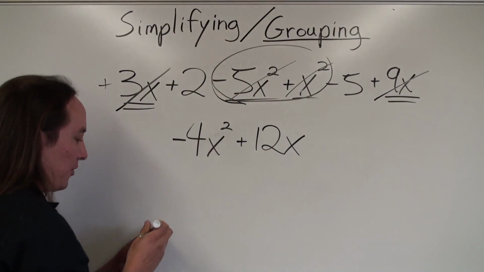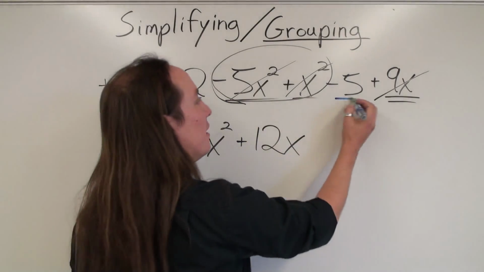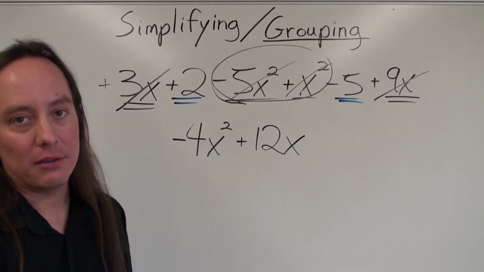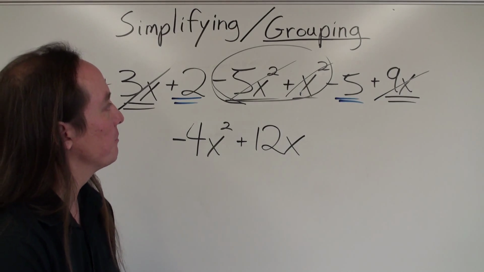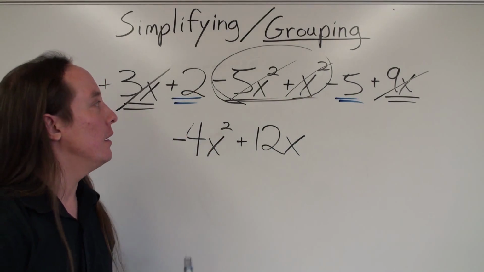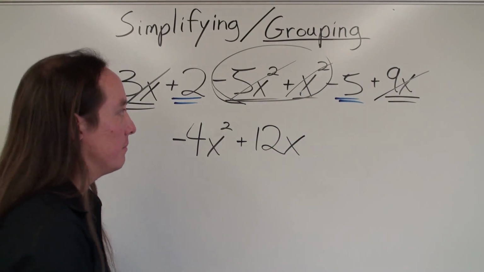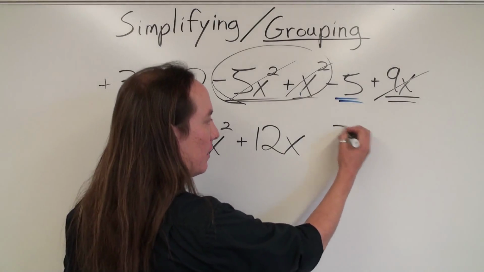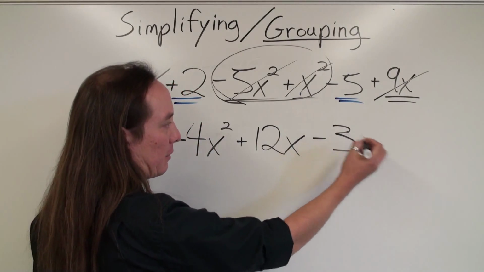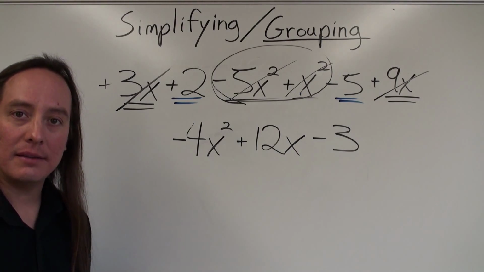And now I'm left with numbers that don't have variables. And so I can just put those guys together also. I can just group them together. Different signs, negative 5, positive 2, we subtract them, and the bigger number will keep the sign, so it's going to be a negative 3. 5 minus 2 is 3. And the bigger one is 5, so that one keeps the sign. Okay? And that's how it is. That's how we do that.